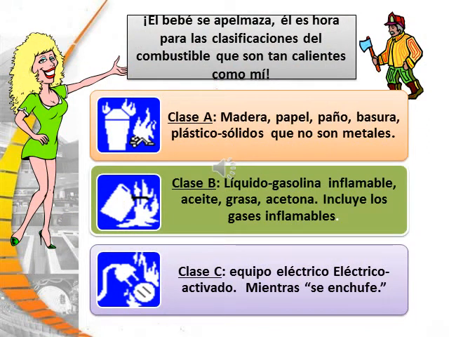Let's discuss some of these fuel classifications. We have Class A, which is wood, paper, cloth, trash, plastics, solids that are not metals. We have Class B, which are flammable liquids, such as gasoline, oil, grease, acetone, and flammable gases. We have Class C, which are electrical energized equipment, as long as it's plugged in.